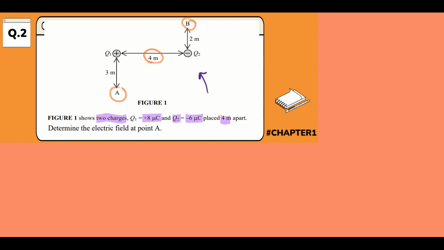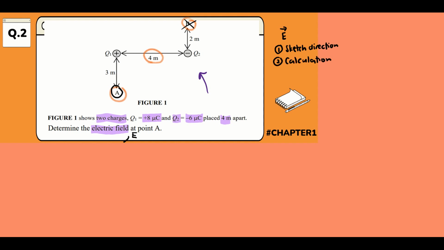Let's just focus on the requirement of the question. What does the question ask us to find? Determine the electric field, the symbol for electric field is E, at point A. So now you can ignore point B. We can just focus at point A. And let me remind you one more time, if we solve a question related to electric field, it is a vector. So first what we need to do is to sketch the direction, and only after that we can do the calculation.